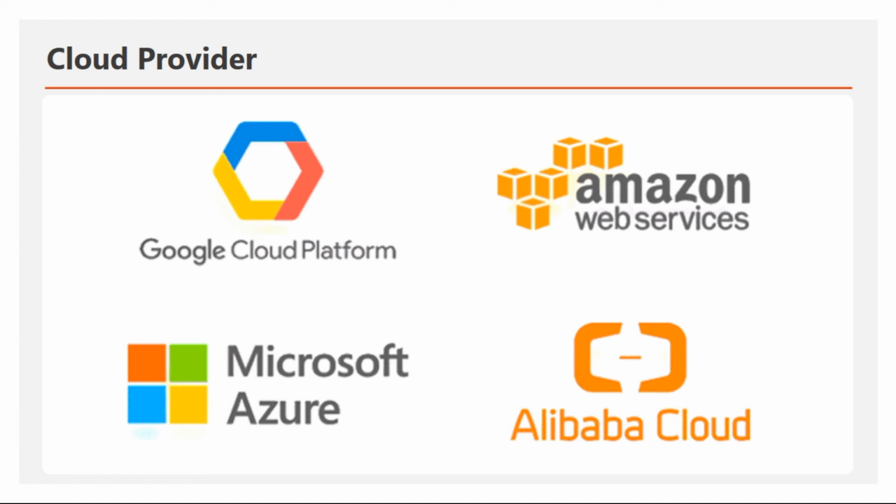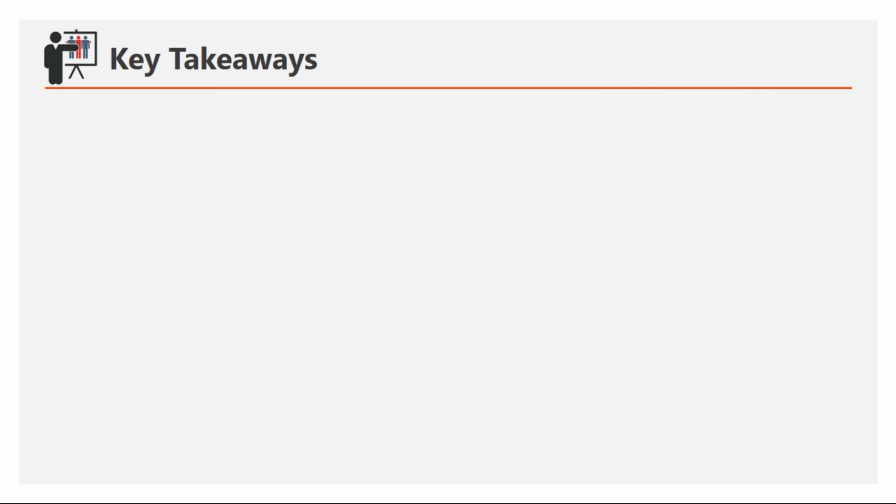The next thing is to talk about different cloud service providers. There are a few top names providing cloud services, like Google Cloud Platform, Amazon Web Services, Microsoft Azure, and Alibaba Cloud.